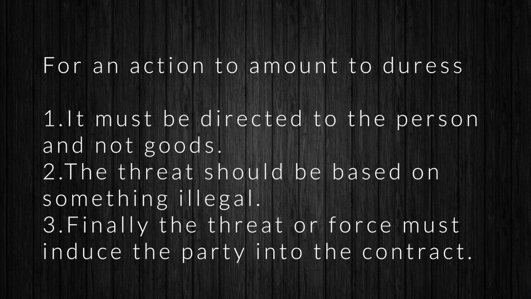Number 3, duress. With duress, you're talking about intentional violence or threats intended to get a party into an agreement. And the problem with this is that we said you need to get into a contract as a result of your own free consent. And so if somebody is forced into a contract, that usually makes the contract voidable at the option of the person who was forced into it. But for an action to amount to duress, in order for you to sue, it must be directed to the person and not to the goods. The threat should be based on something illegal. And finally, the threat or force must induce the party into a contract.